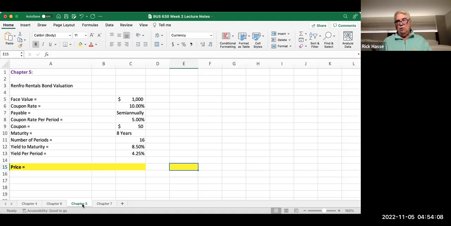So I call up my broker or I go online and I say, I'd like to sell this $1,000 Renfro rental bond. What is the current yield to maturity of this bond? Oh, yield to maturity? Well, it's 8.5% annually. In other words, the interest rate or the yield of this bond has gone down in the market in those 2 years to 8.5%. Now, what causes it to go down?